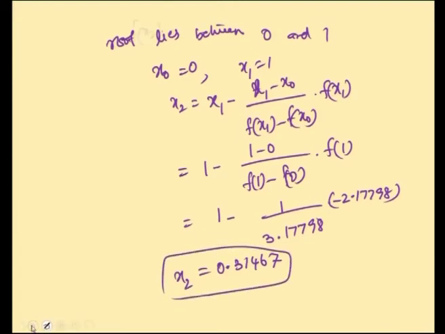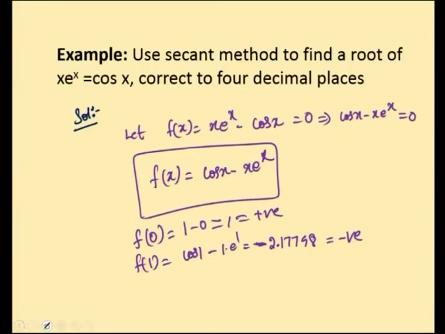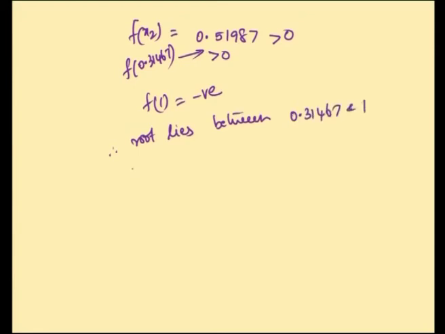Then find f(x2). f(x2), that is f(0.31467), is 0.51987, which is greater than 0. And f(1) is negative, therefore the root lies between 0.31467 and 1. So, you calculate x3.